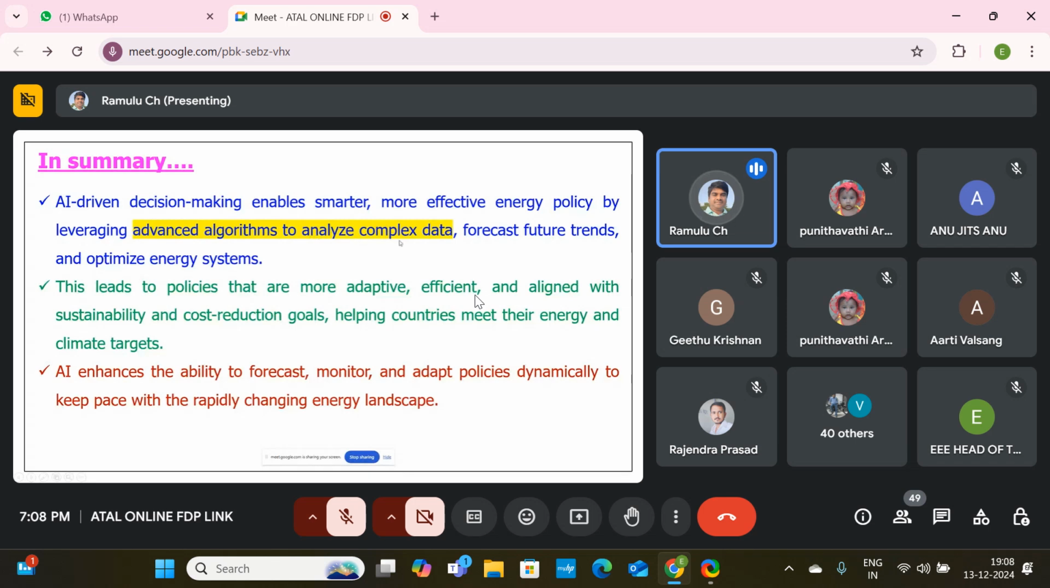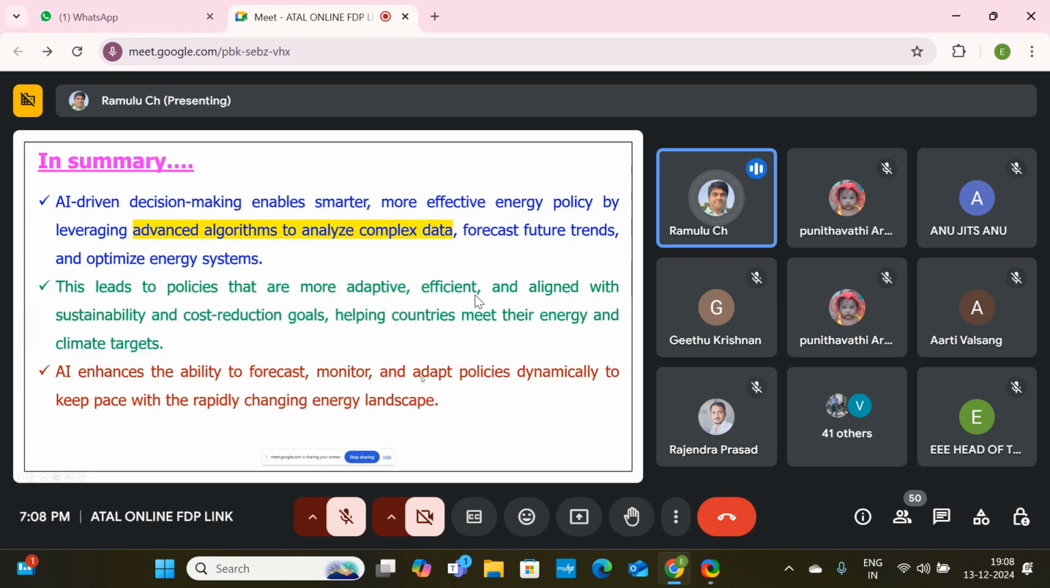Advanced algorithms analyze complex data, forecast future trends, and optimize energy systems. Everything is this algorithm only. Please try to code it. This leads to policies that are more adaptive, efficient, and aligned with sustainability and cost reduction goals, helping countries meet their energy and climate targets. AI enhances the ability to forecast, monitor, and adapt policies dynamically to keep pace with the rapidly changing energy landscape.